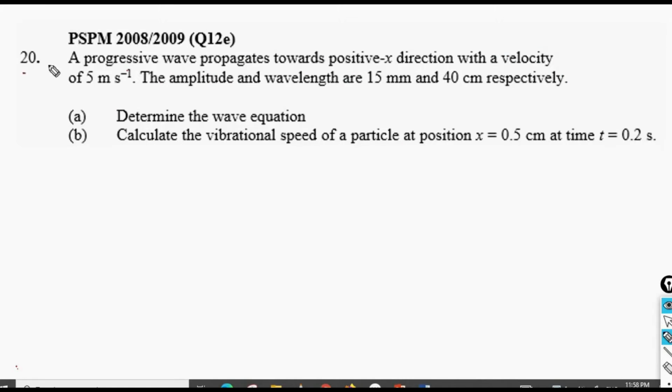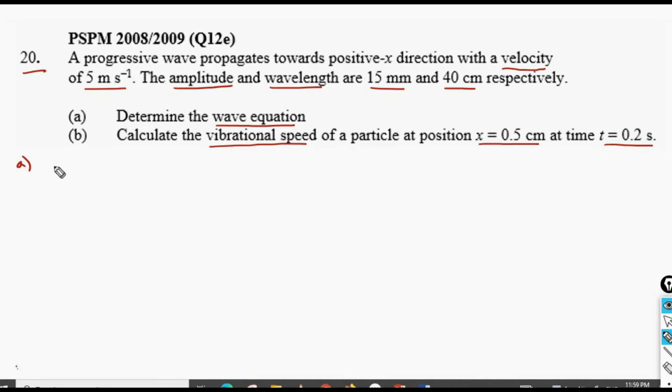Question 20. A progressive wave propagates towards the positive x direction with a velocity of 5 meters per second. The amplitude and wavelength are 15 millimeters and 40 centimeters respectively. A, determine the wave equation. B, calculate the vibrational speed of a particle at position x 0.5 cm at time t 0.2 seconds. Okay, for question A, wave equation.